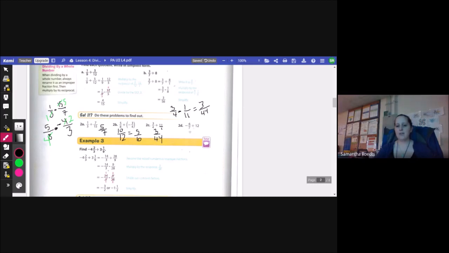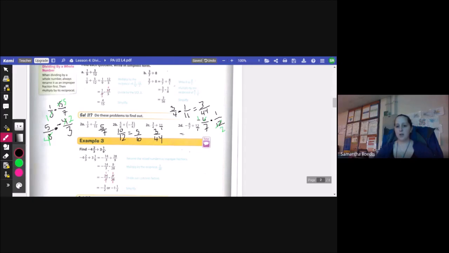Okay. For 2D, I have -6/7 divided by 12. So -6/7. Keep my first the same. Change my division sign to a multiplication sign, and I flip my second number. Remember, 12 becomes 12 over 1. So I have 1/12. We can simplify some stuff. 6 and 12, I can divide both by 6. So I have 1 here and 2 here.